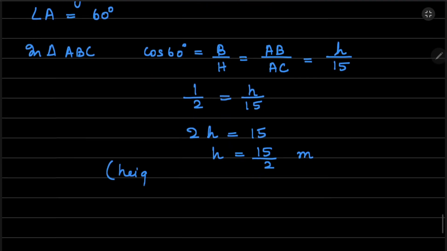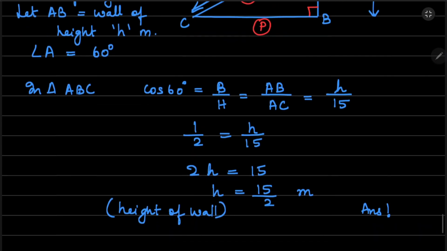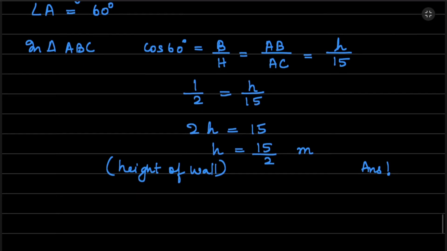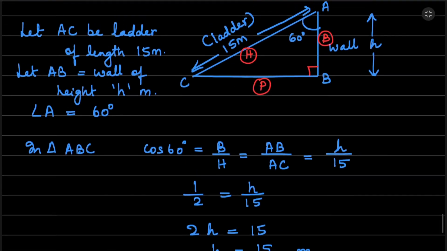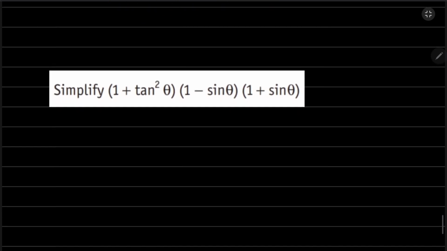This is the height of the wall, and that's your answer. That's what you're asked. Find the height of the wall. It is 15 by 2, or you can write 7.5 meters also. Divide it and put it in decimals. I hope it's clear. Let's move on to the next question.